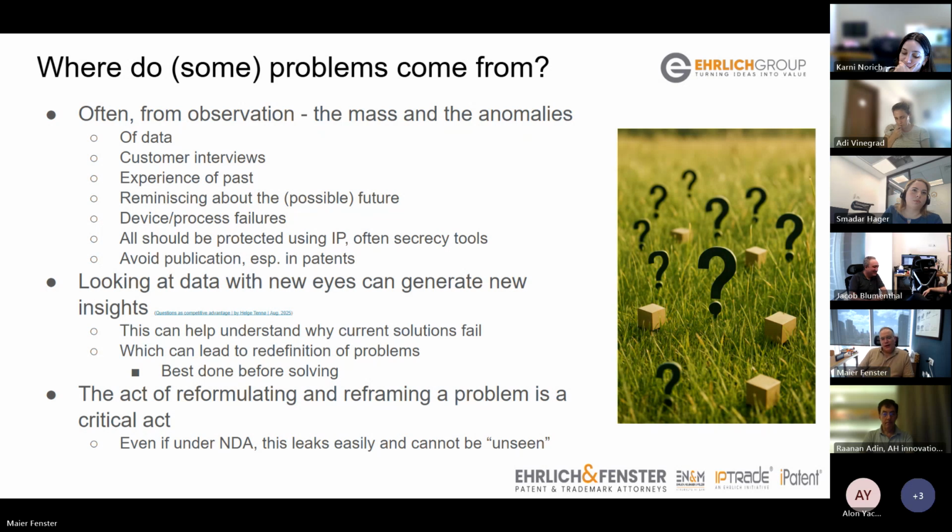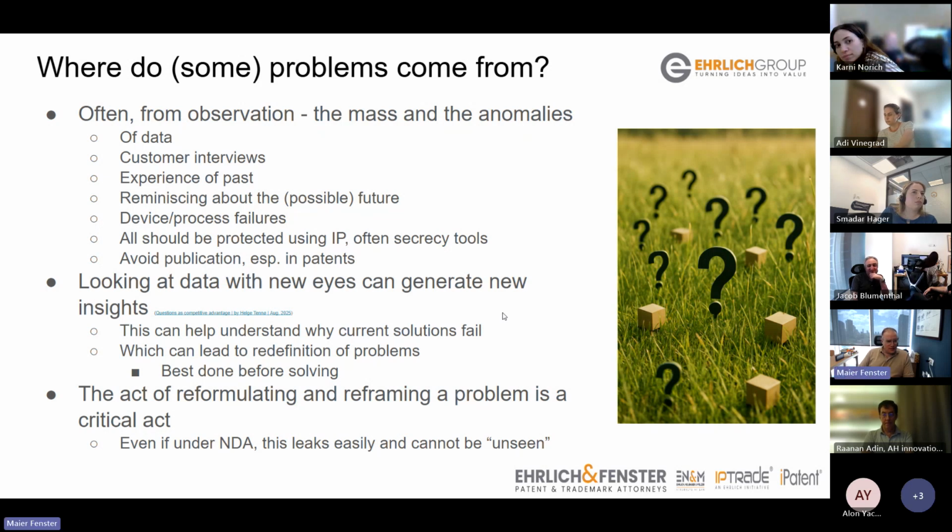And I'll say it again, reformulating and reframing a problem is a critical act for a company. It usually takes more than 5 minutes, but it is extremely difficult to keep secret. And even if you sign somebody on an NDA, once you change the ways they look at the world, which is exactly what this is, it can't be unseen. So you have to be doubly careful about that.